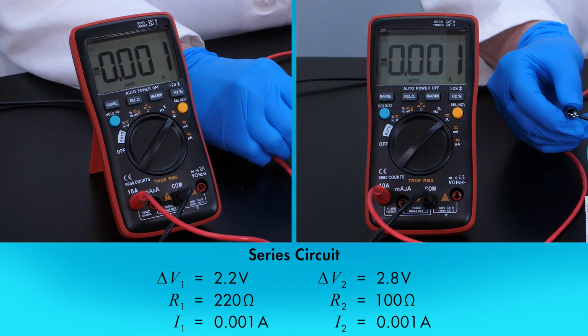In this experiment, we saw that the voltage drop was different across each load, but that the current was the same. This is consistent with the definition of a series circuit. We have shown how current, voltage, and resistance are affected in a series circuit. Now, let's look at a parallel circuit.